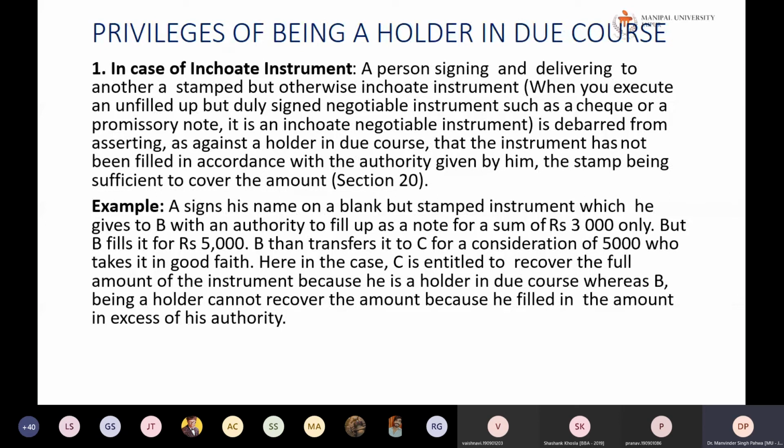For example, A signs his name on a blank but stamped instrument which he gives to B, with an authority to fill it up as a note for a sum of rupees 3,000 only, but B fills it for 5,000. B then transfers it to C for a consideration of rupees 5,000, who takes it in good faith. So now here there is some forgery. In this case, C is entitled to recover the full amount of the instrument because he is a holder in due course, because he has paid the consideration for it. Whereas B, being the holder, cannot recover the amount because he filled the wrong amount.